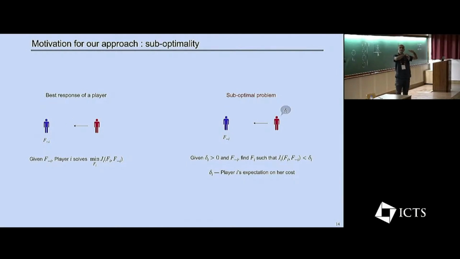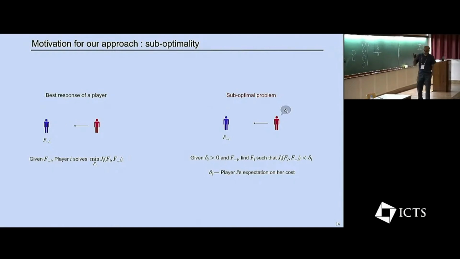The notion of suboptimality here is that player I is not trying to minimize his cost, but rather trying to find all feedback strategies that ensure that his cost is below this threshold delta I. Okay, so that is the notion we are talking about. It's a slightly different behavioral notion compared to the best response. So player I has an expectation that there is a bound, and is looking for strategies that ensure that his cost is below that bound delta.